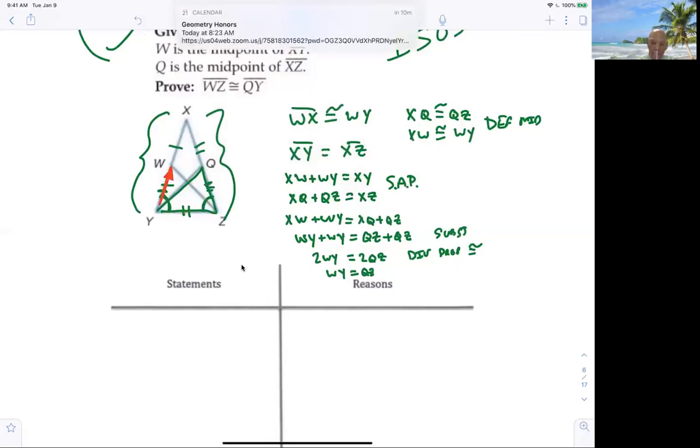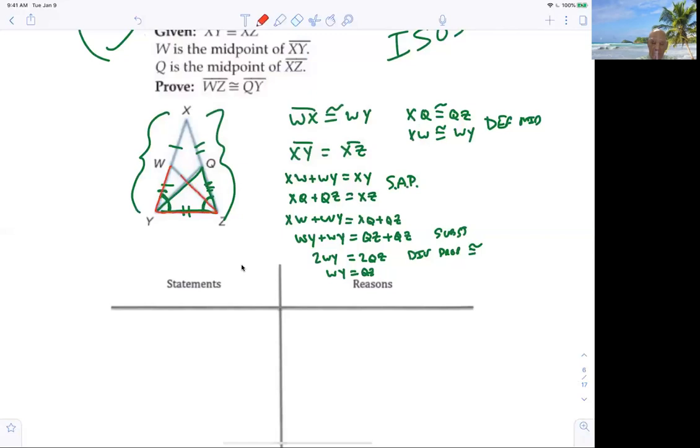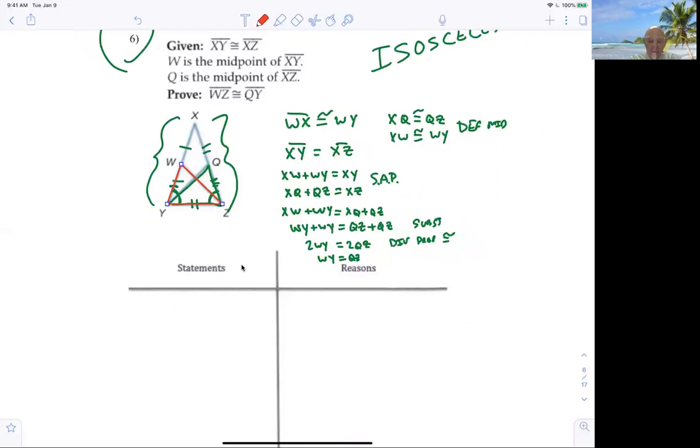All right, now, I need this congruent to the green triangle. Again, to me, that was kind of tricky because I can see YZ is congruent to itself, but that's all I know. I've got to come up with some angles and some sides. Now, I did notice that W is the midpoint of XY and Q is the midpoint of XZ, correct? And XY is equal to XZ.